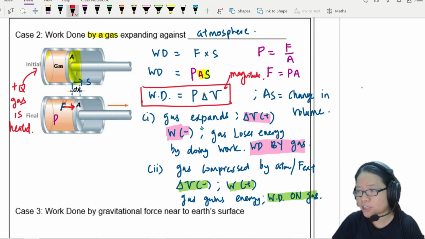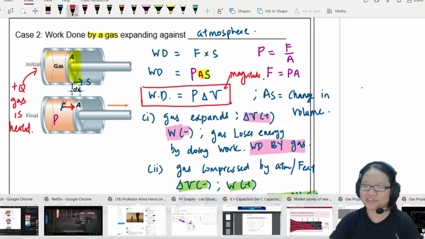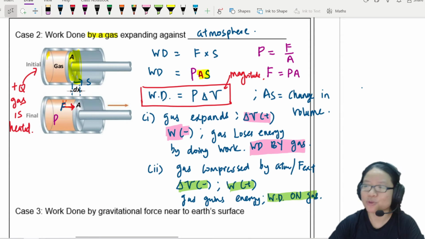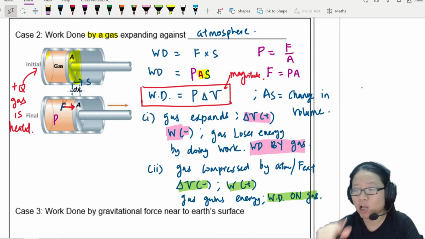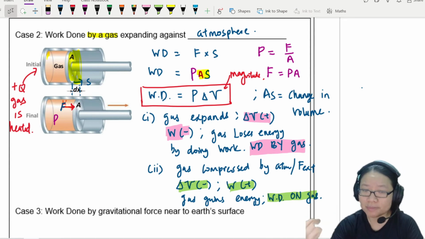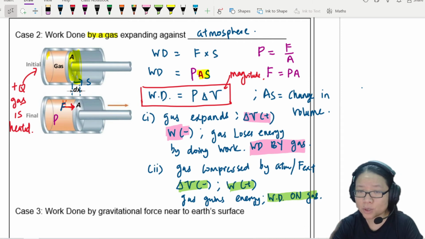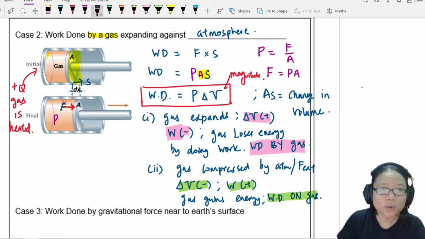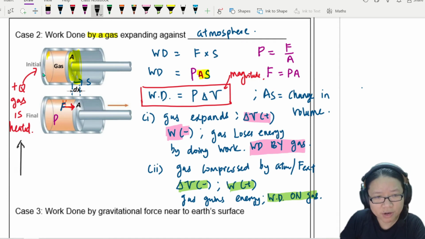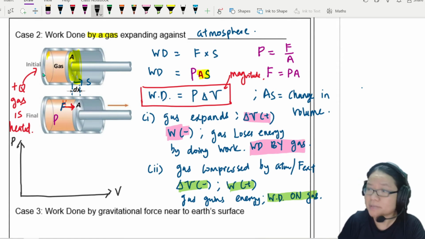You want to find direction? You want to find polarity? Then what you can do is look at the scenario. Is the volume increasing? Is the volume decreasing? Okay. One last thing. Whenever we see P delta V, let's say we look at the PV graph, let's say I have P here, V here. There are a few possible scenarios.